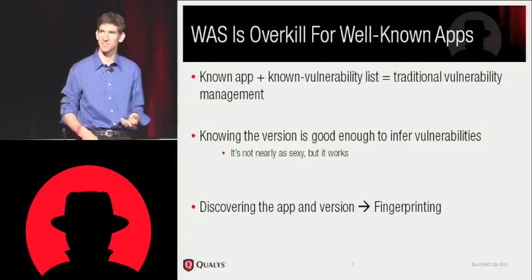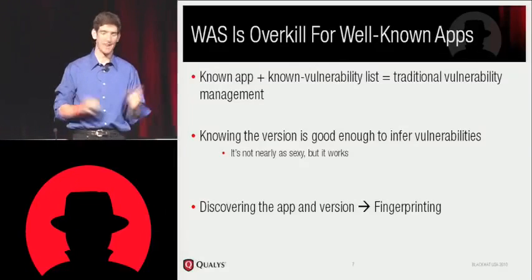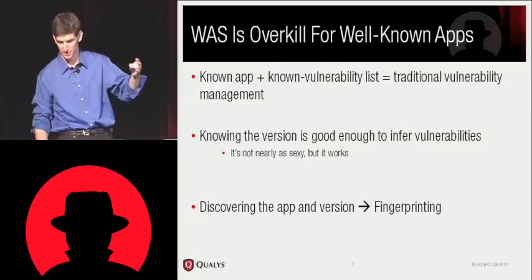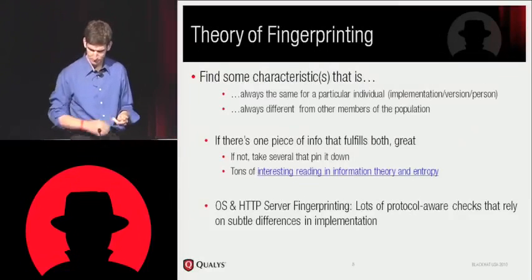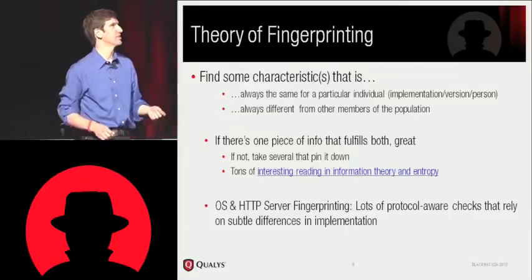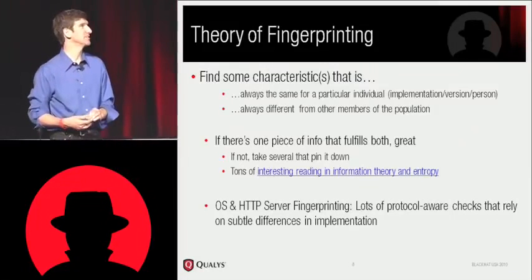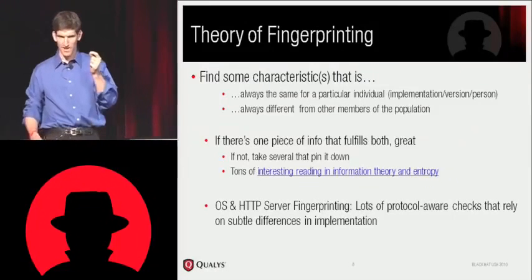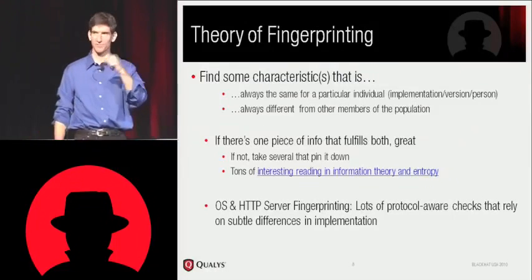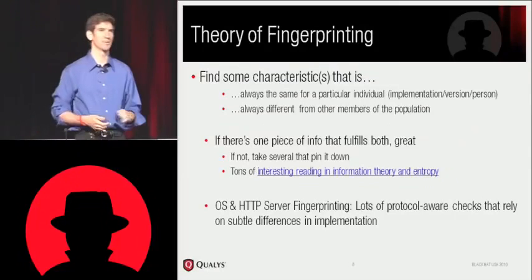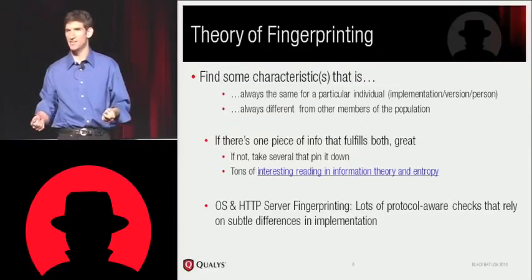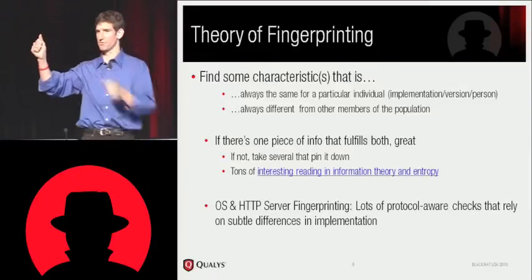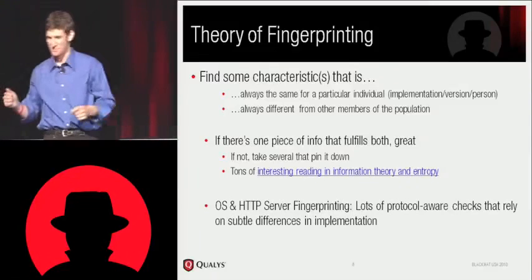It's definitely not as sexy as WAS, but this works, and I'm going to talk a little bit about why it works. So discovering the app and the version is fingerprinting. Quick theory of fingerprinting. We don't need to dive too deeply into this, but we're looking for some characteristic that identifies an individual. Now, how we define individual depends on what we're doing. If we're doing criminology, then it's the actual fingerprint. This thing identifies me differently from this gentleman in the front row who loaned me a power cord.